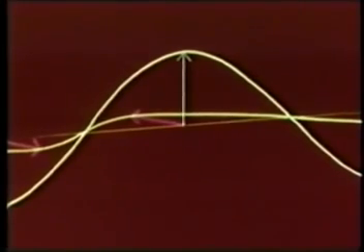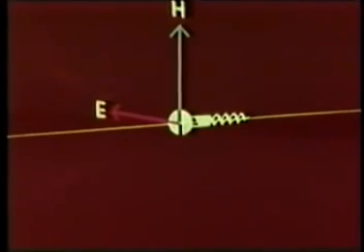To apply this rule, we use any two vectors. Imagine a corkscrew action. If we turn from the E vector to the H vector through the shortest distance, the screw has advanced in the direction of propagation. This is known as Poynting's vector rule.